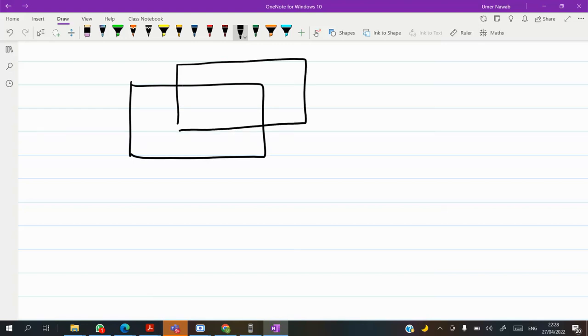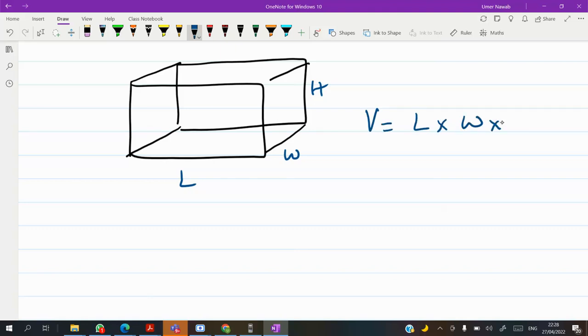The cuboid is like this. A cuboid has length, width, and height. So in IGCSE, if the examiner asks you what is the volume, you write length times width times height. Examiners sometimes ask you for the surface area, the total surface area.